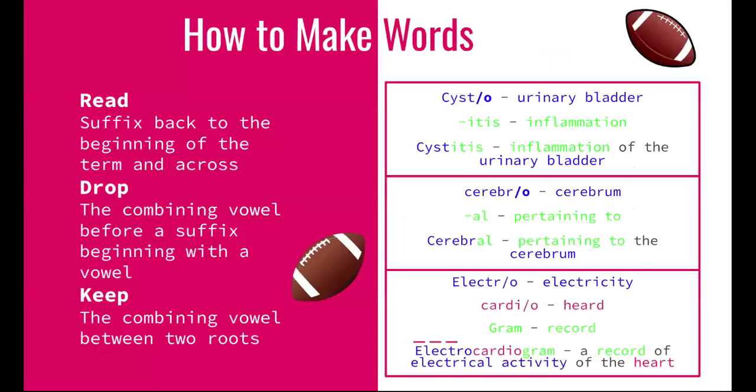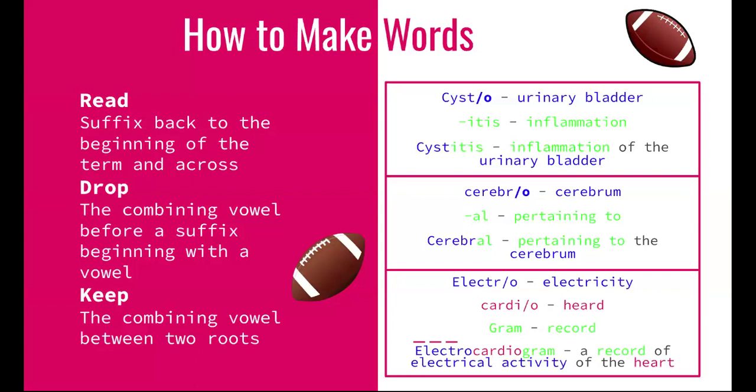So how to make words? First, we'll read the suffix, then back to the beginning of the term and across. We'll drop combining vowels before a suffix beginning with a vowel. We'll keep combining vowels between two roots. First, we have cystitis. Cystitis is inflammation of the urinary bladder. It's comprised of cysto or cyst and itis.